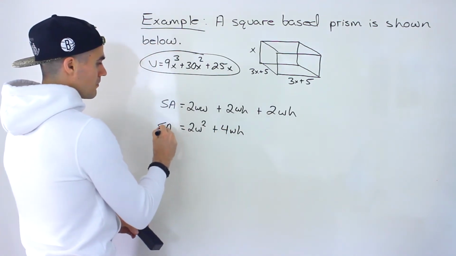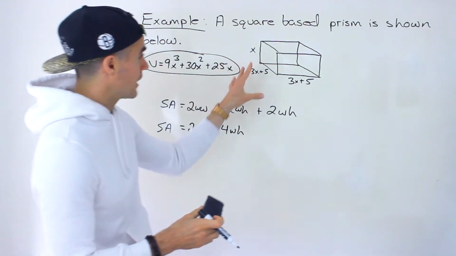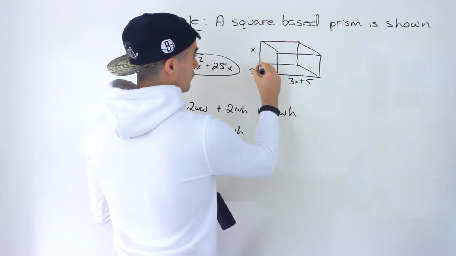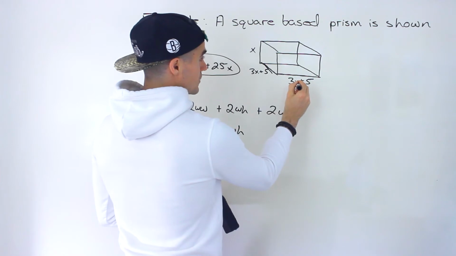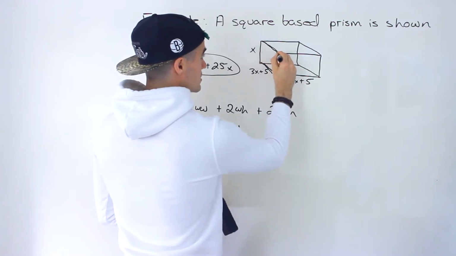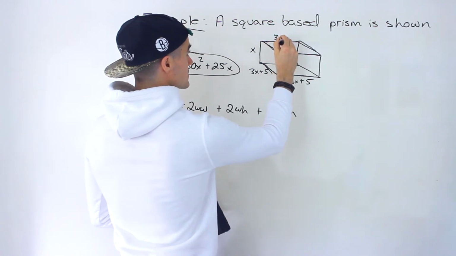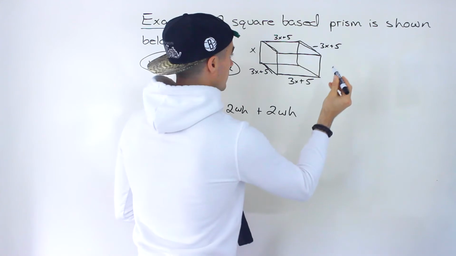Okay, and you don't necessarily have to break down a surface area formula like this. You just look at the diagram and make sense of it. So let's start off with the bases. The base is 3x plus 5 times 3x plus 5. And notice that the top face is also the same, right? Because this is 3x plus 5, and then this length is 3x plus 5, right?